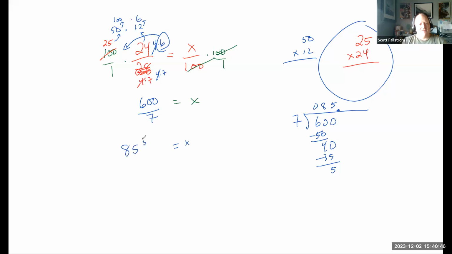X would be 85 and 5/7%. That's what I probably would have written down. However, if you really are feeling eager and excited, go ahead and write it all the way out.